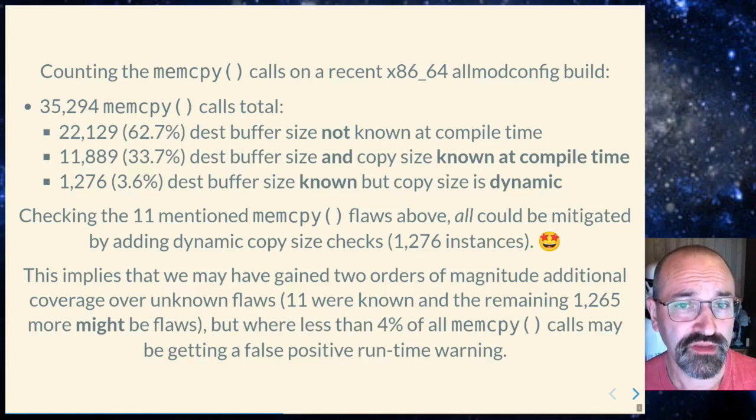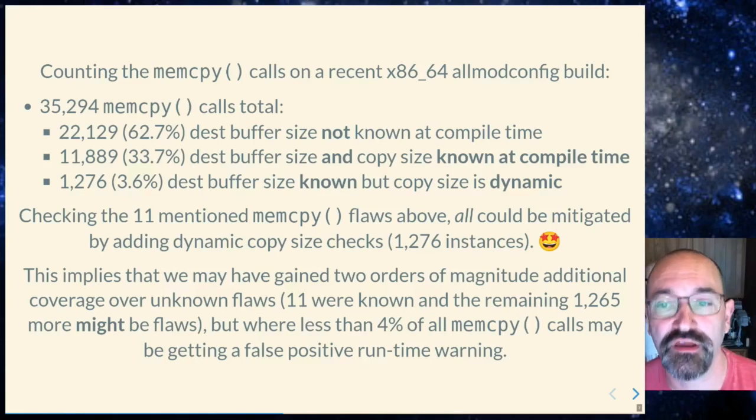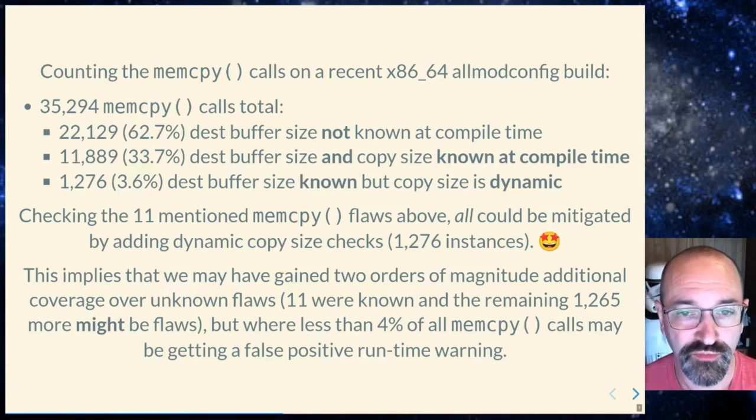And then in about 12,000 of them, the destination buffer size and the copy size are known at compile time. So you can already determine them with 100% accuracy at compile time. So that's nice. Then there's about 1,200 where the destination buffer size is known, but the copy size is dynamic, which is exactly all of those examples I just showed. And looking through the 11 memcpy flaws, they all would get mitigated by adding a dynamic copy size check to just those cases. That was really exciting to discover, because you end up with a situation where you are risking adding a false positive runtime check to only 4% of all memcpy calls, but you're gaining potentially two orders of magnitude of additional runtime coverage of unknown flaws.